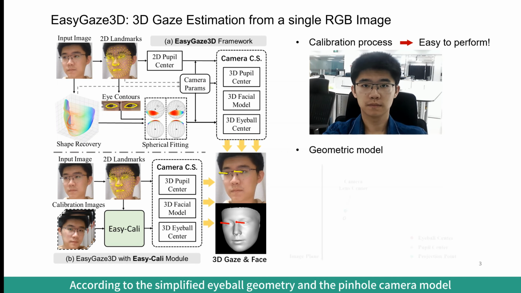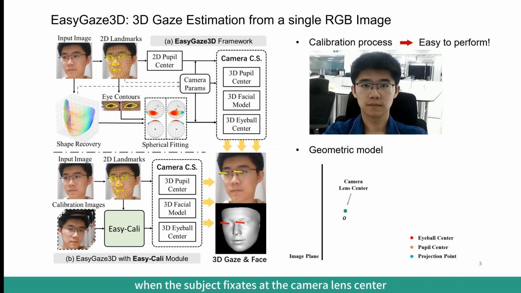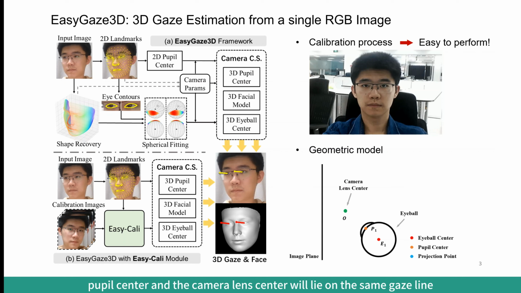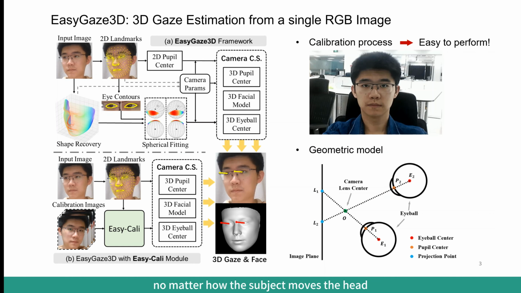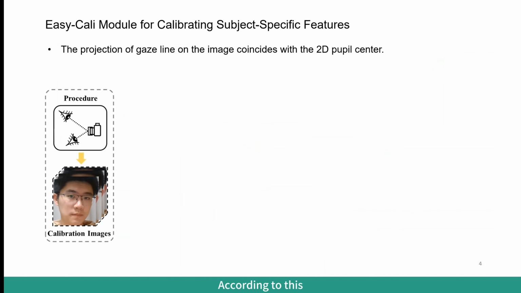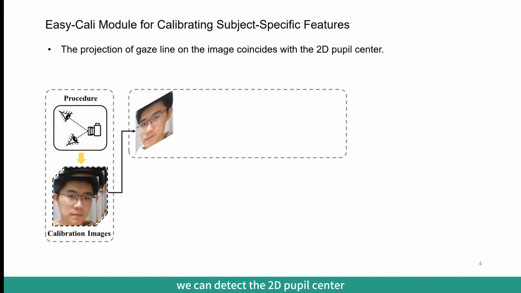According to the simplified eyeball geometry and the pinhole camera model, when the subject fixates at the camera lens center, his or her eyeball center, pupil center, and the camera lens center will lie on the same gaze line. Hence, the projection of this line on the image will coincide with the 2D pupil center, no matter how the subject moves the head. According to this, for each calibration image, we can detect the 2D pupil center. Then the gaze line can be derived.